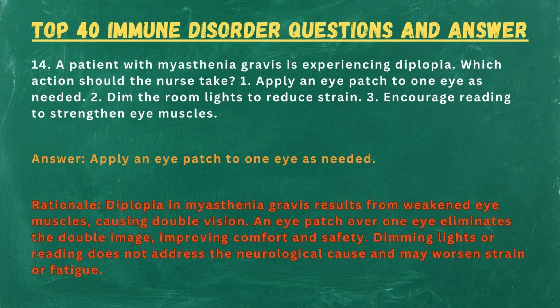Rationale. Diplopia in myasthenia gravis results from weakened eye muscles, causing double vision. An eye patch over one eye eliminates the double image, improving comfort and safety. Dimming lights or reading does not address the neurological cause and may worsen strain or fatigue.